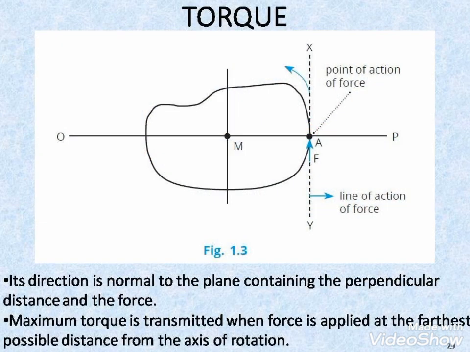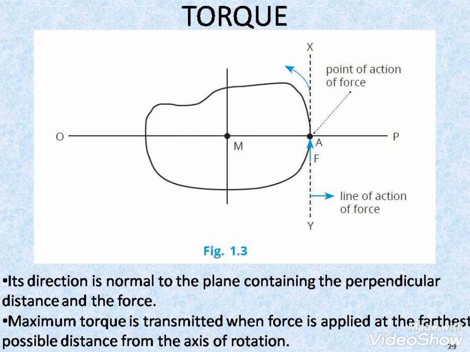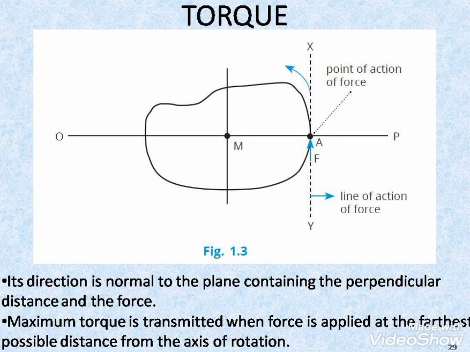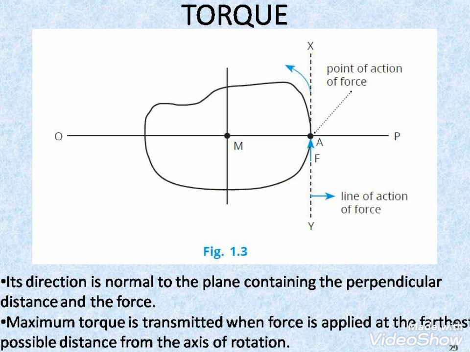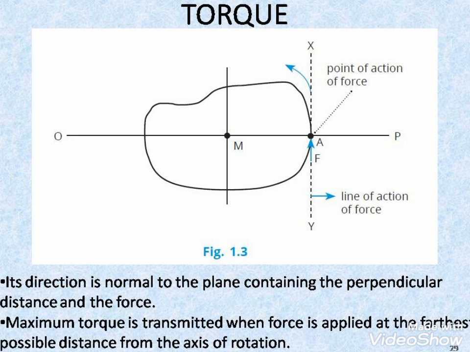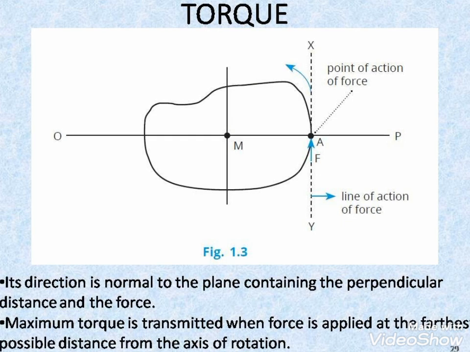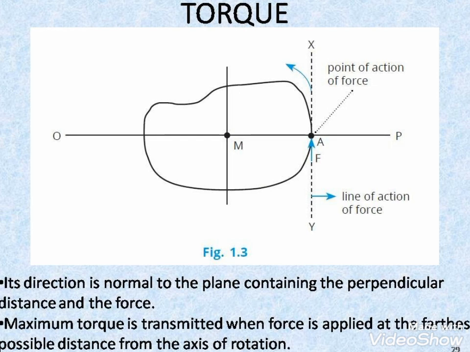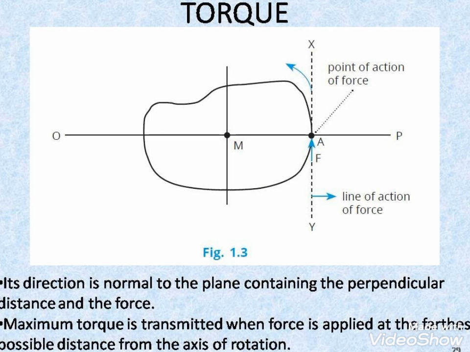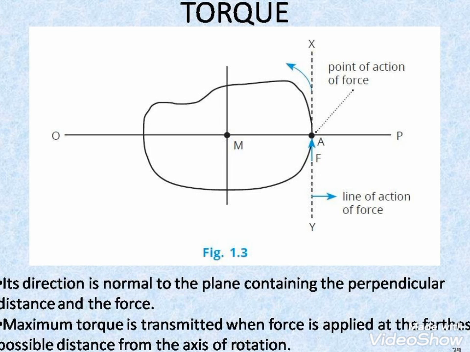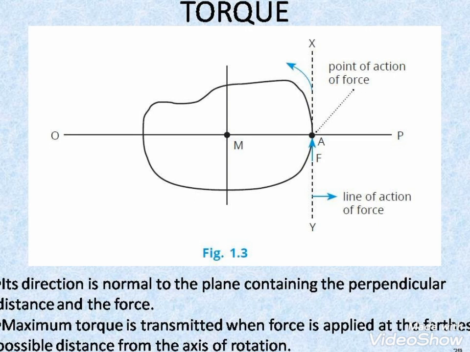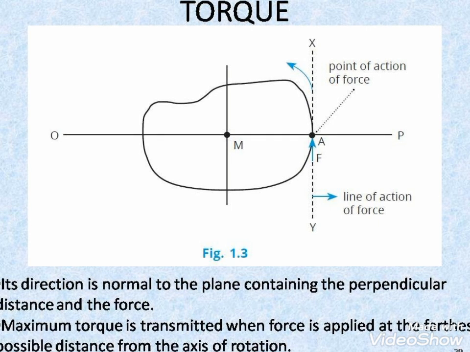So the moment of force, as you see in the diagram figure 1.3, if we are considering a rigid body, then the point of action of force F is A, and the line of action of force you all can see is XY, and the OP is a line that is passing through the axis of rotation, and the direction is normal to the plane containing the perpendicular distance and the force. The maximum torque over here is transmitted when the force is applied at the furthest point.